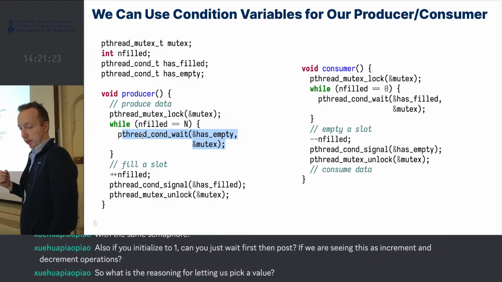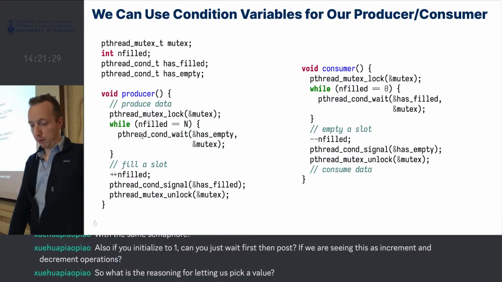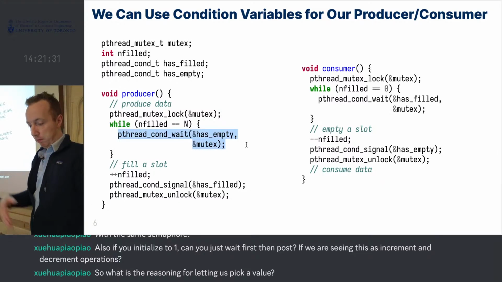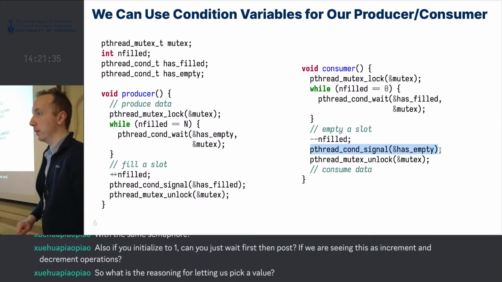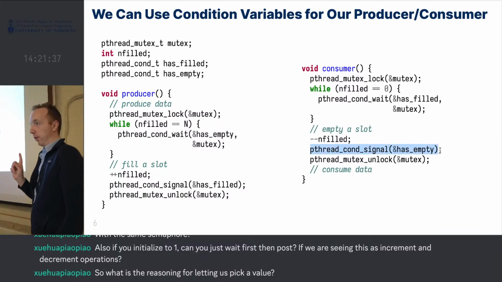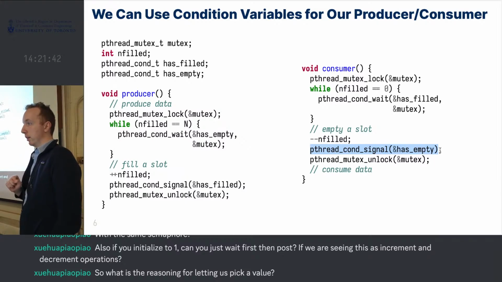So does wait until any of the threads that has empty is signaled? Yeah, so wait will just block until another thread will signal that queue. And signal just wakes up a single thread. So the queue has multiple threads. Yeah, the queue can have multiple threads asleep in it.